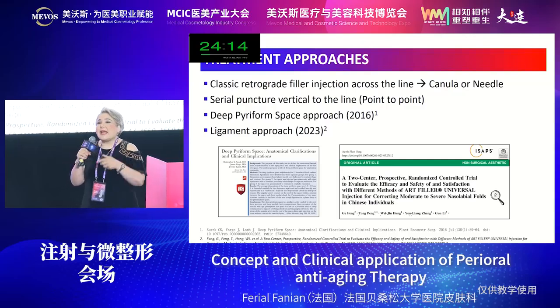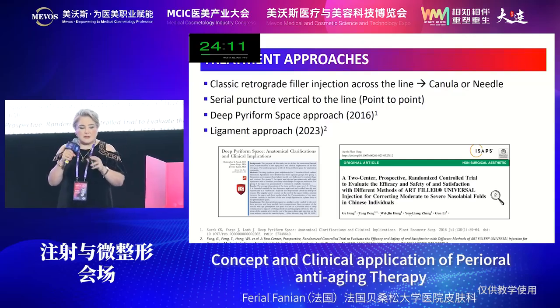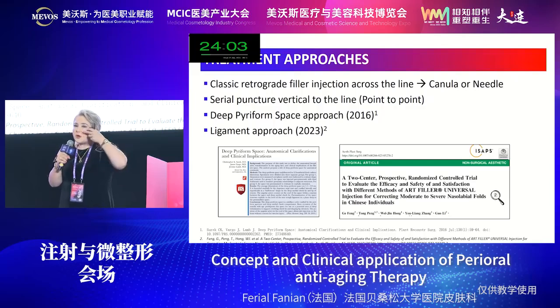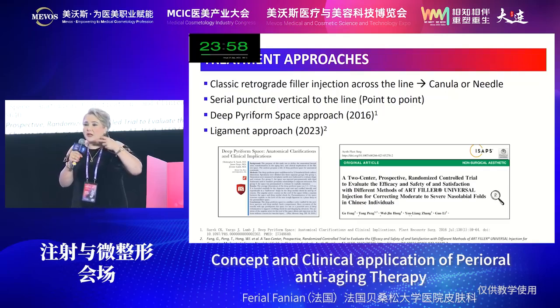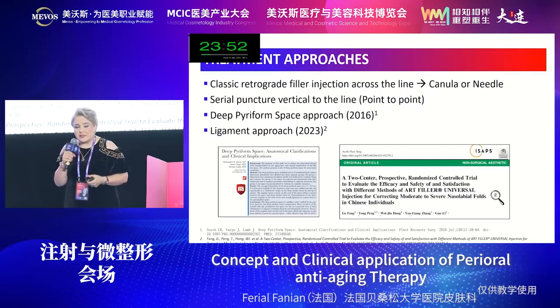But I can add 2 other methods to the classical retrograde filler injection across the line with cannula or needle. Serial puncture, that is, in the vertical position to the line by a needle. And we can add the deep piriform space. I will discuss it later. And also the ligament approach.